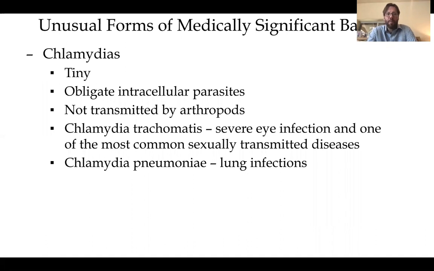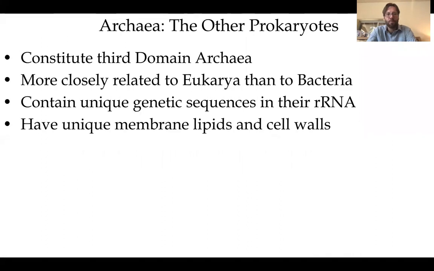Another unusual form is going to be the ones that cause chlamydia. Those are also small. These are also obligate intracellular parasites, so they have to be inside a cell to survive. They're not transmitted by arthropods, okay? So it's not transmitted via a vector. It's usually transmitted sexually, okay? And if it reaches the lungs, then you can have a form of pneumonia from chlamydia, right? So transmitted from human to human. Any other questions so far?